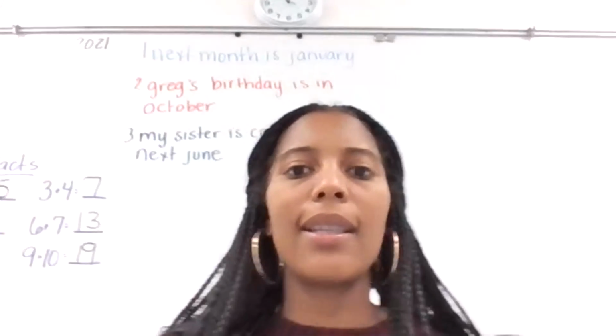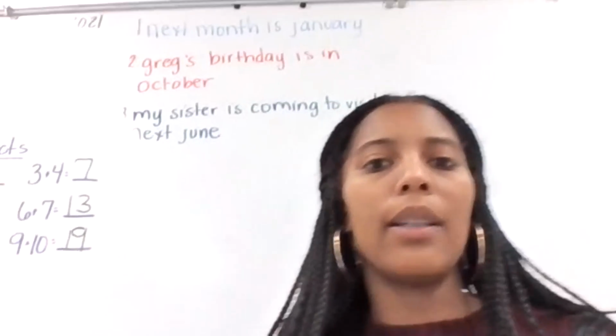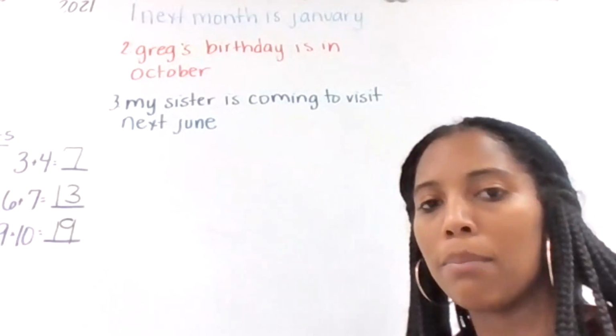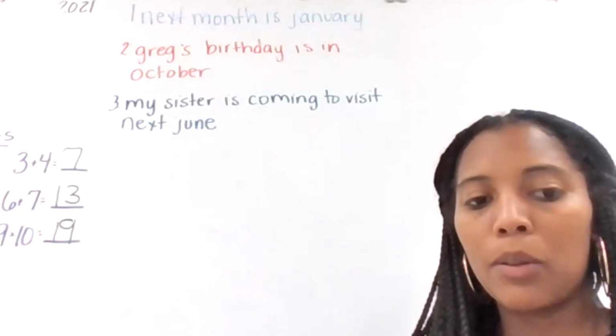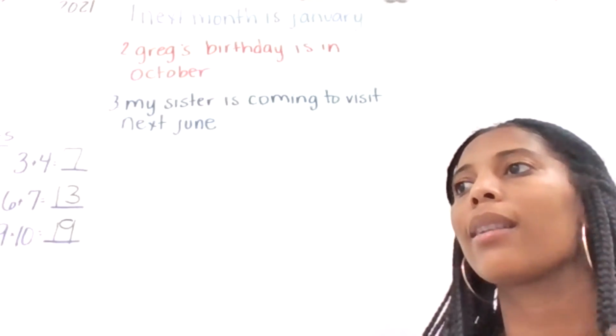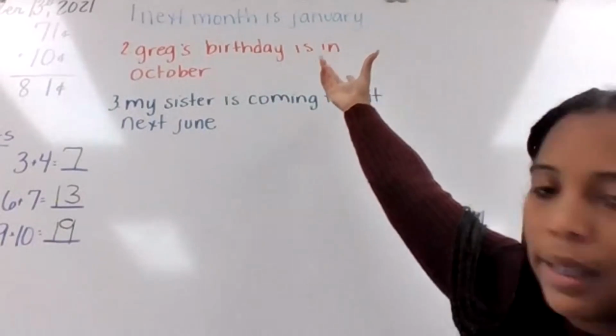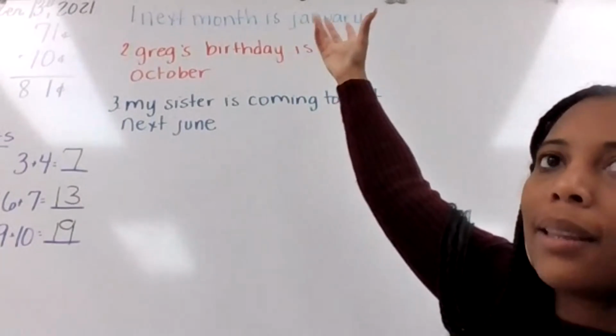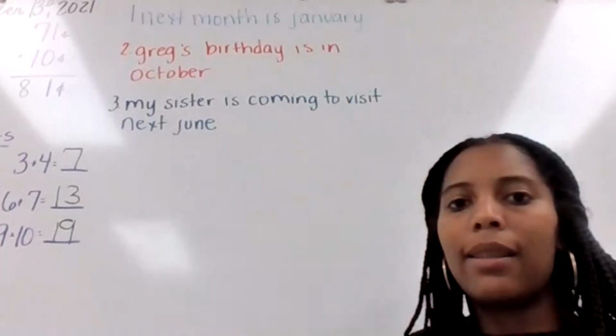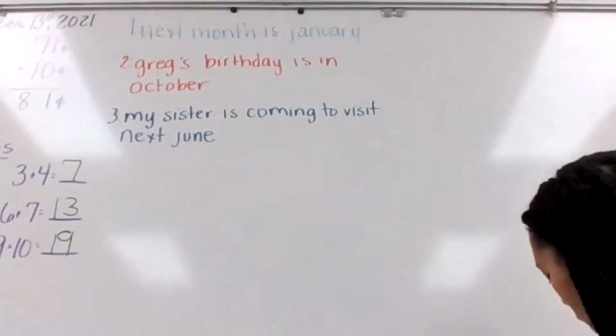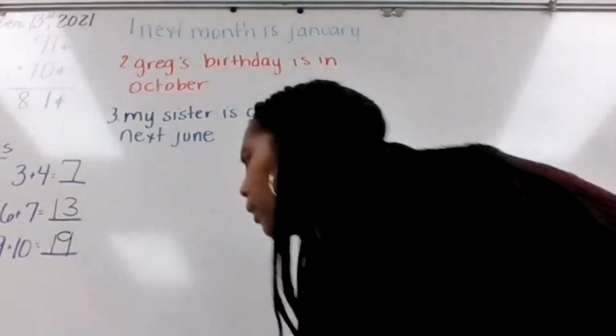So I have some sentences here on the board that we'll get a little practice with, and they all will have a month on the inside of them. So when you write down that month in the sentence, capitalize it. Number one says next month is January, which is true. Next month is January. So go ahead and write this one correctly. Number one, next month is January.